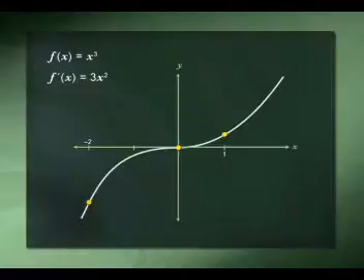Here's a graph of x cubed. What's the slope at 1? The slope is 3. The curve is rising there, isn't it? It has a positive slope. How about at minus 2? The slope is 12 there. It's really going up fast. The slope is 12. It's getting very, very steep there.